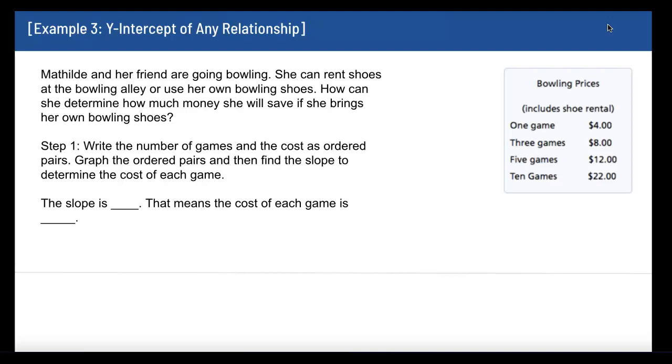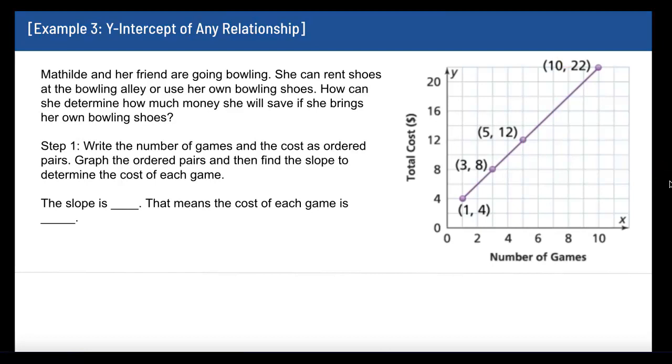Well, our first step is to write the number of games and the cost as ordered pairs. So we can see over here, 1 game is $4, 3 games is $8. We can write that as 1 game, $4, and that can be a point. So we will write all of our points like this, and then graph those ordered pairs to find the slope. Here is the graph from those ordered pairs. 1 game is $4, 3 games is $8, and so on.